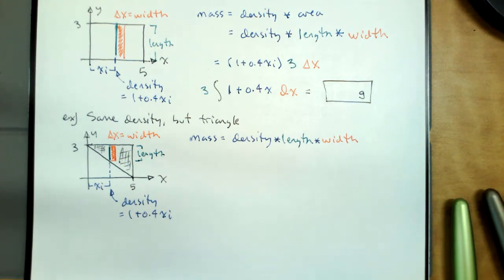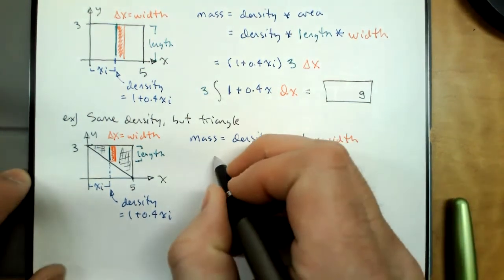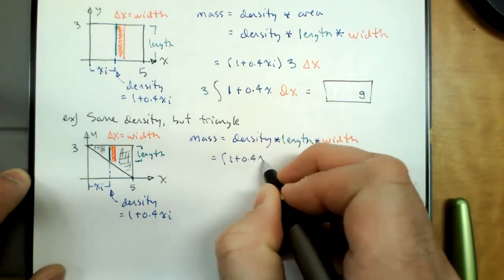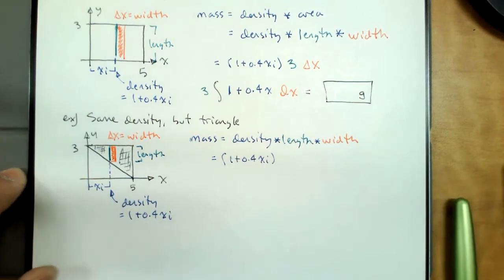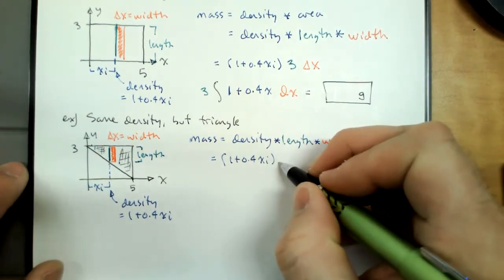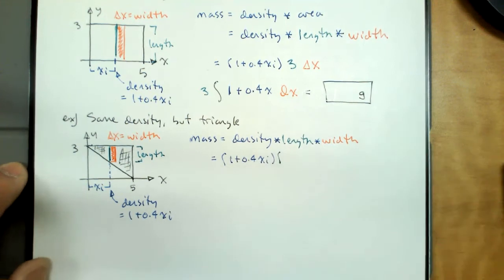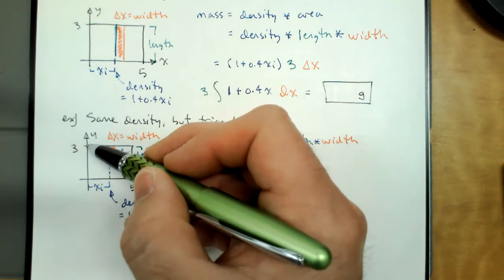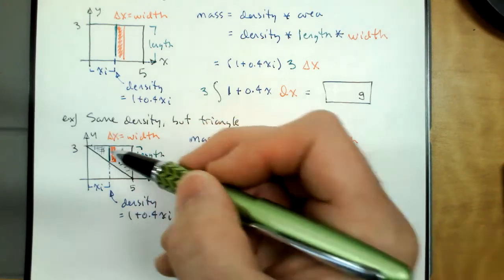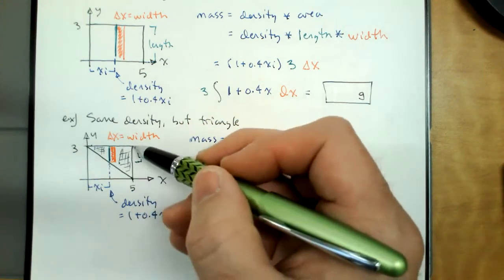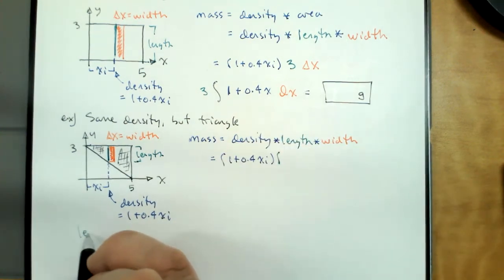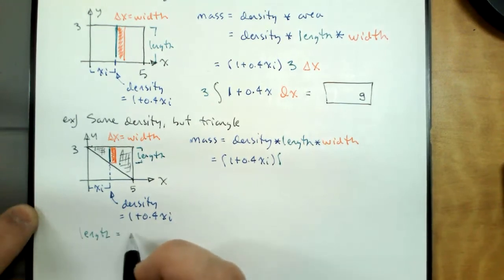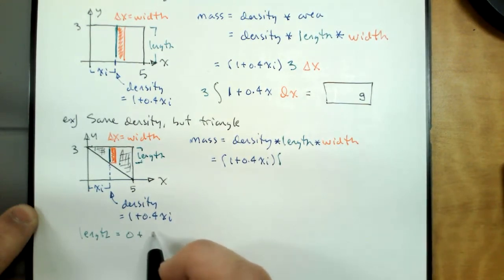Now we're given an expression for the density. That's still going to be the 1 plus 0.4 xi. But now we have to write a new expression for the length. So notice that when x is equal to 0, the length is equal to 0. And when x is equal to 5, the length is increased to 3. So our length started off at 0 and increased by 3/5.